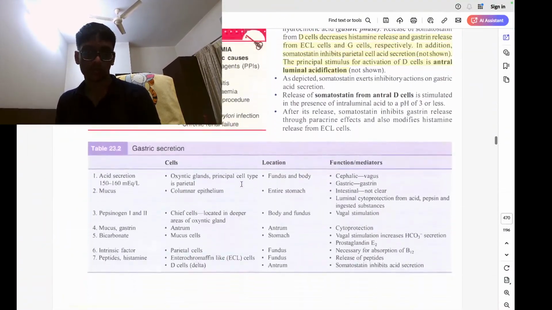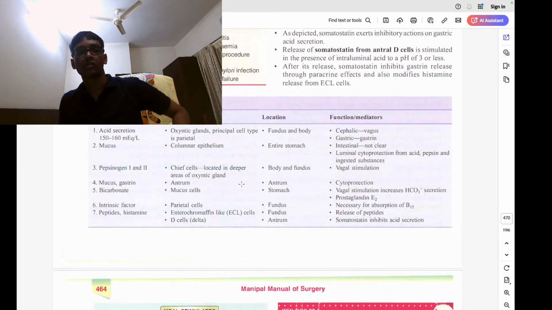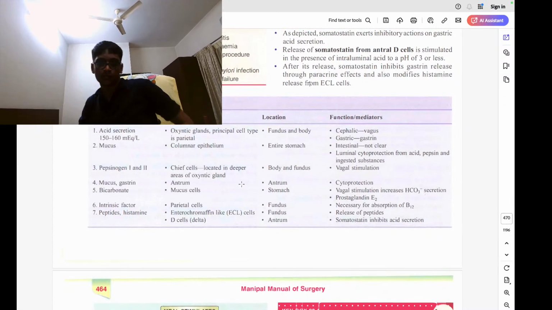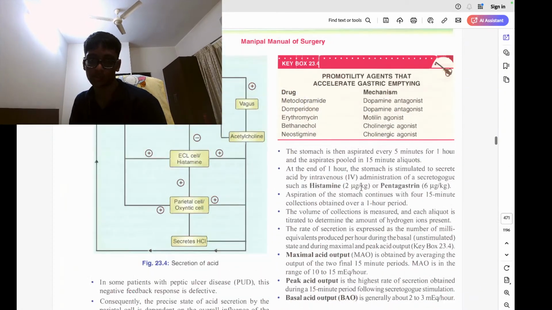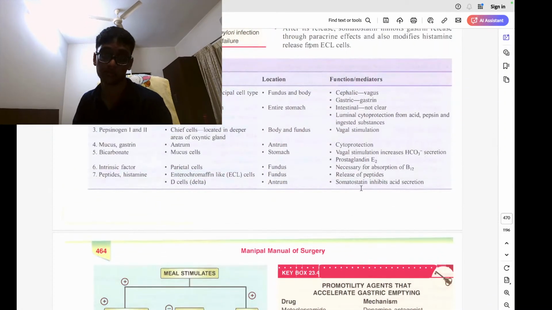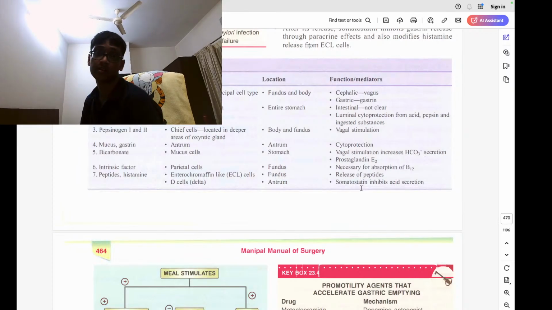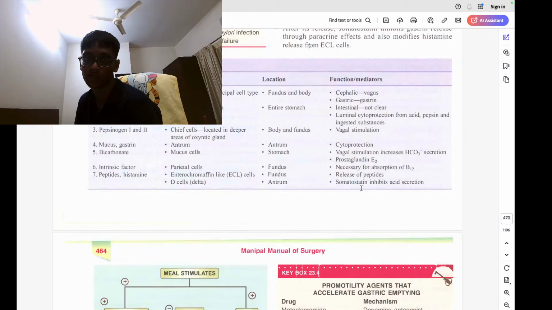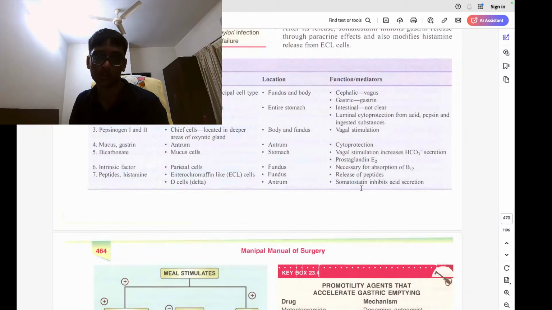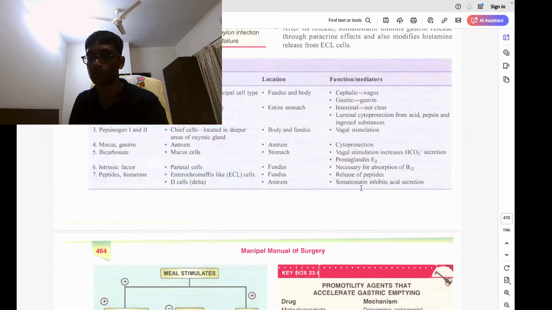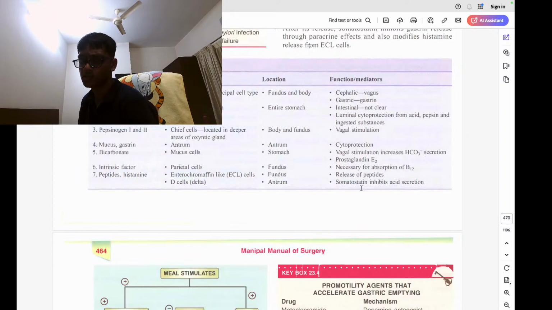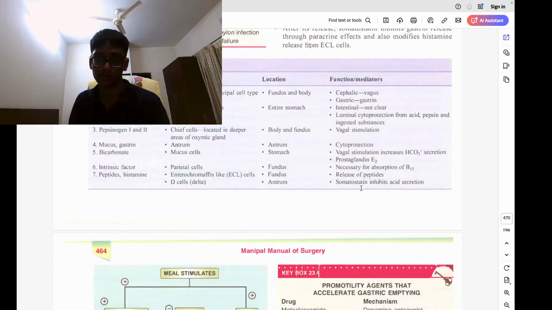Yes, there is. So gastric acid secretion. I'll try to finish at least until Helicobacter pylori infection, and then I'll eat my dinner. Acid secretion is 150 to 160 milligrams per liter. Oxyntic cells, principal cells, the type A is parietal. The location is fundus and body, and functions are cephalic, vagus, gastric is gastrin, and intestinal.